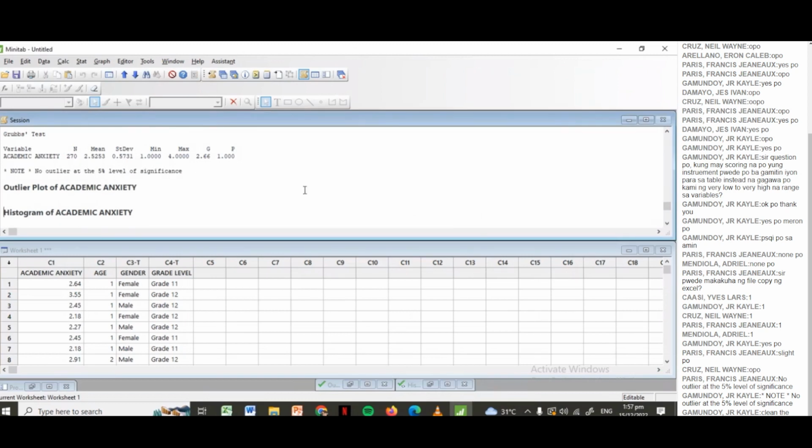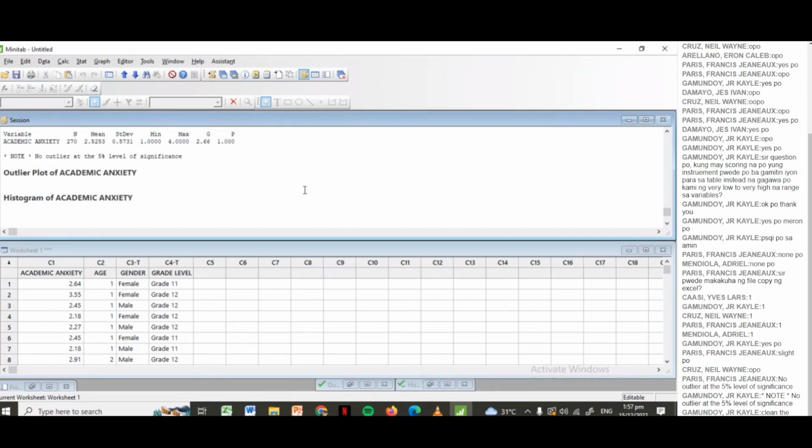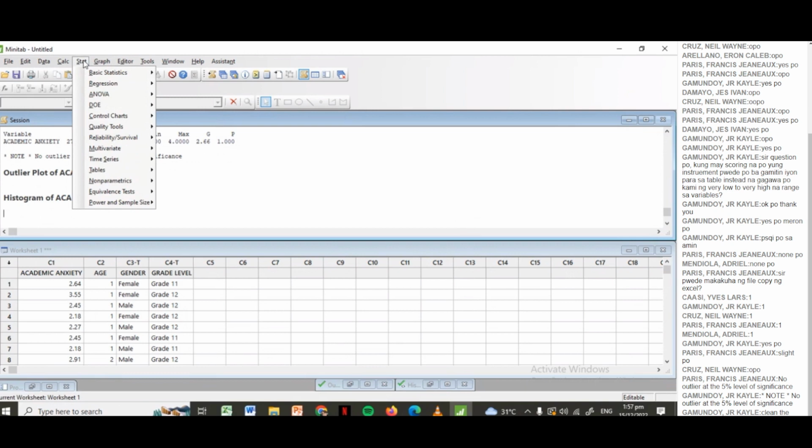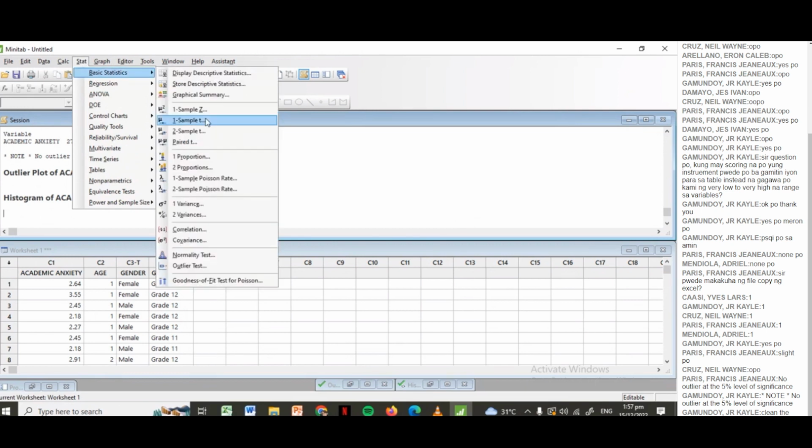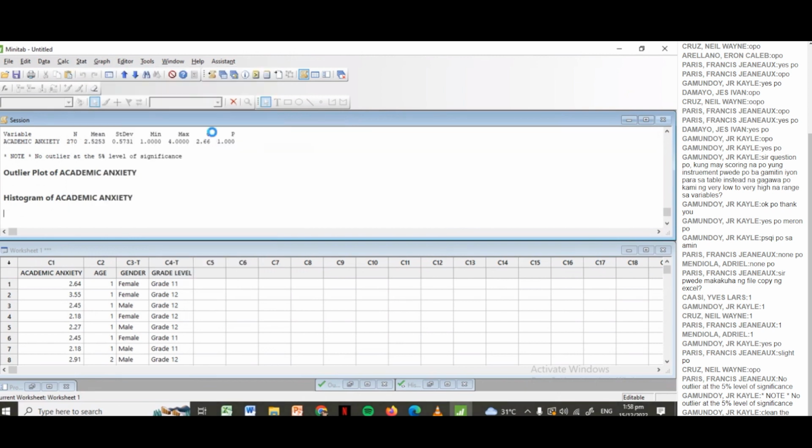All right. So because we do not have outliers at the 5% level of significance, we will now proceed with our analysis. We will use t-test to determine the difference of anxiety levels in the demographics, gender, and grade levels. I'm going to be clicking stat and basic stats again. I will use two sample t-test. I will not be using paired t-test, because for paired t-test, the groups should be dependent. But for two sample t-tests, we are using that for two independent groups.